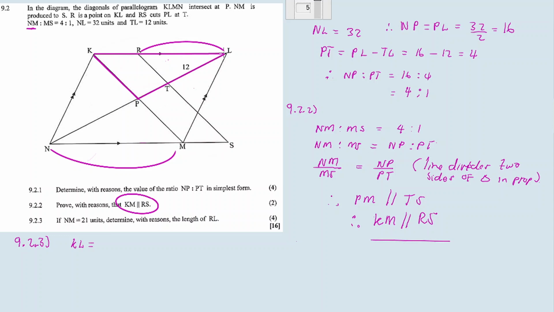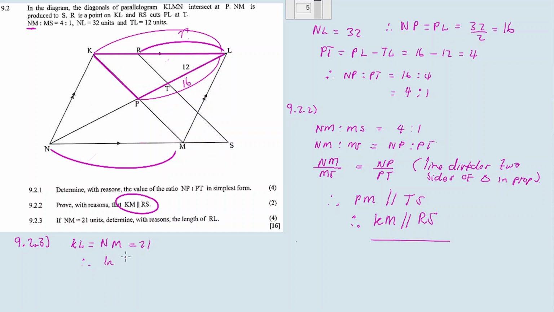Because I have PL here. PL is 16. And I want RL. But I also need KL. In this triangle we have the proportionality PL to TL, and I want RL, so I need KL. But that's easy, because KL is equal to NM. They are both equal to 21 units. This is a parallelogram, and opposite sides are equal.